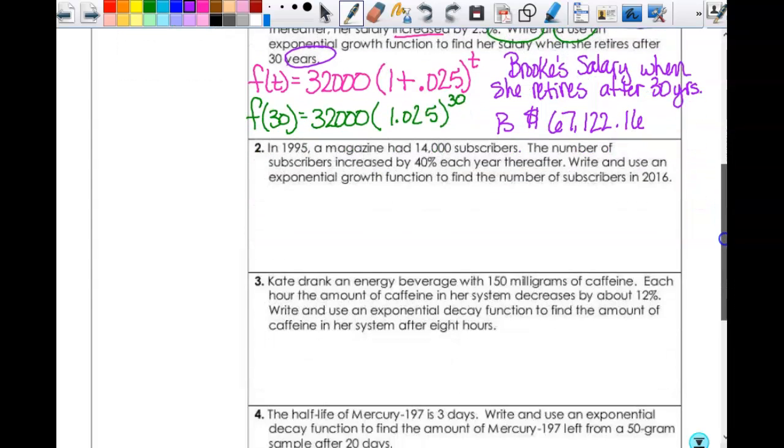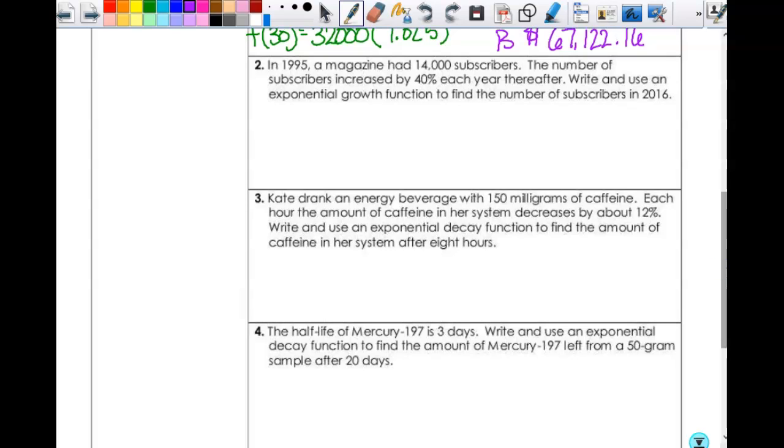All right, so then number 2. In 1995, a magazine had 14,000 subscribers. The number of subscribers increased by 40% each year thereafter. Write and use an exponential growth function to find the number of subscribers in 2016.